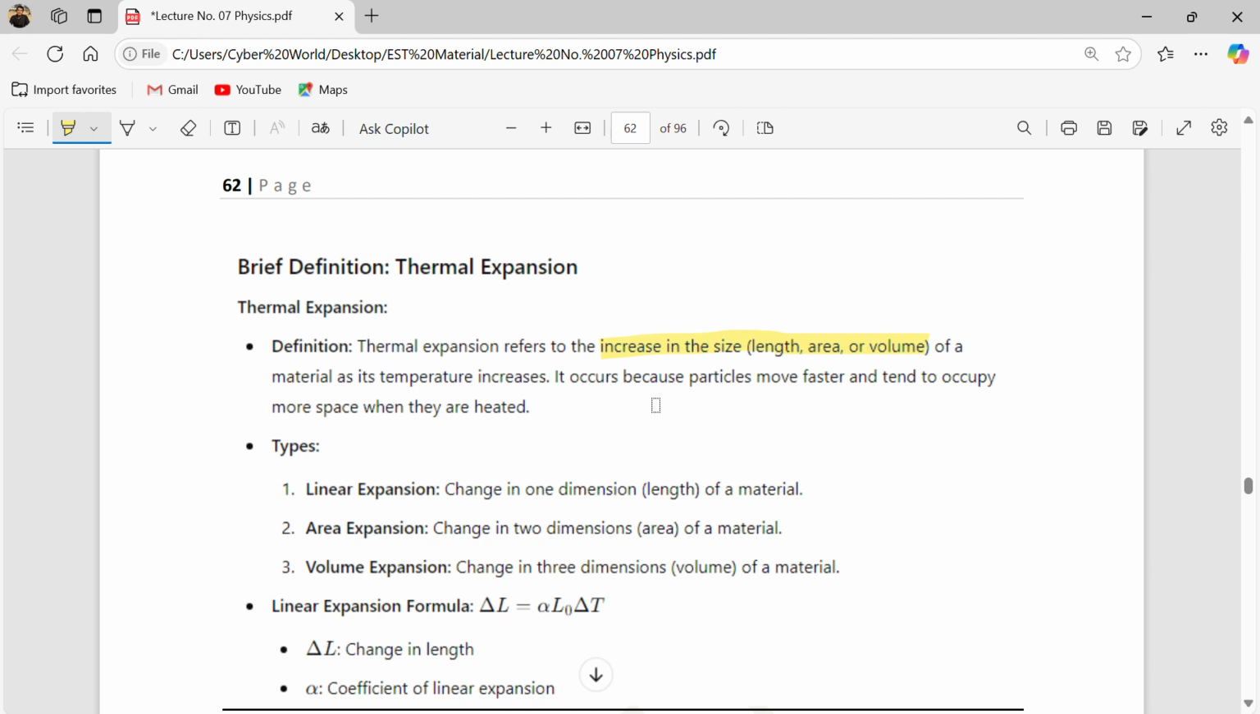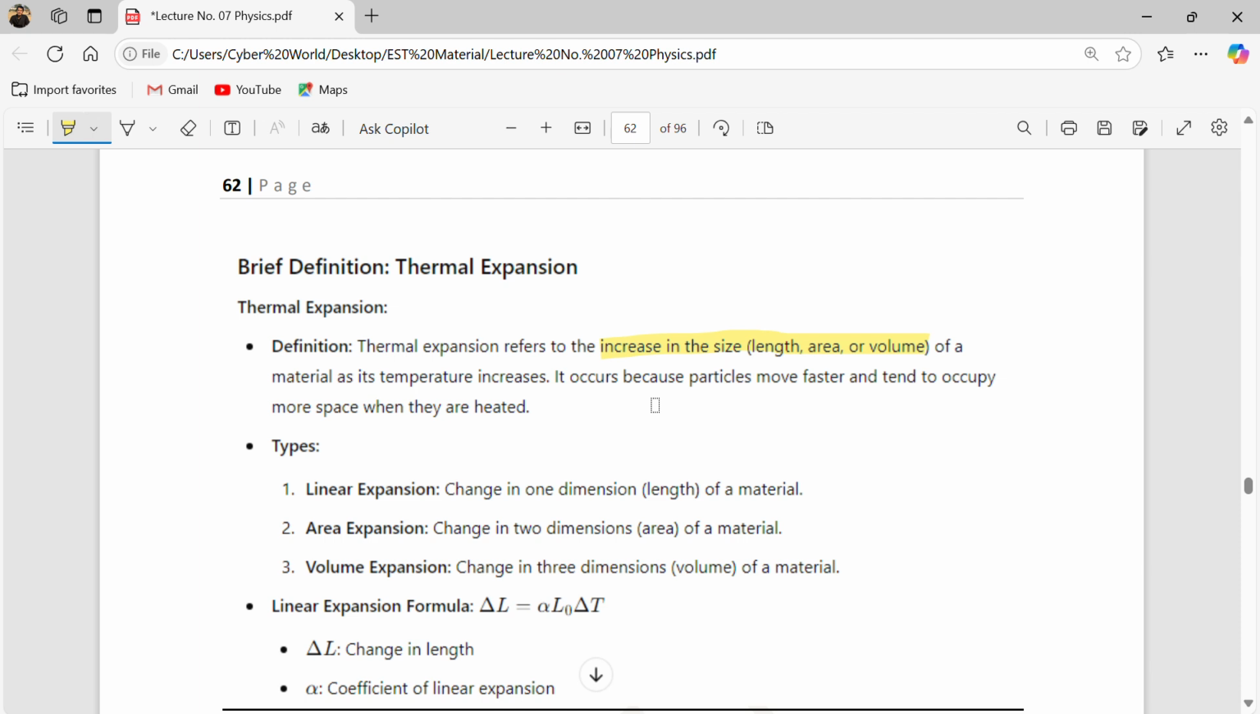It occurs because particles move faster and tend to occupy more space when they are heated. So when you heat a particle, what happens? When you provide heat, the kinetic energy of the molecules increases. As the kinetic energy increases, they spread out more. And by spreading more, there is an increase in length, area, or volume.